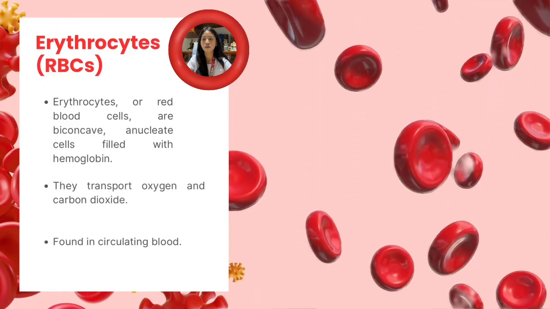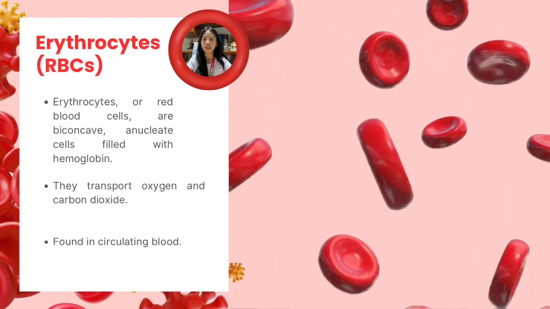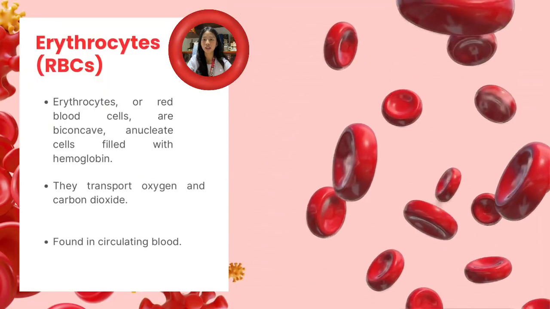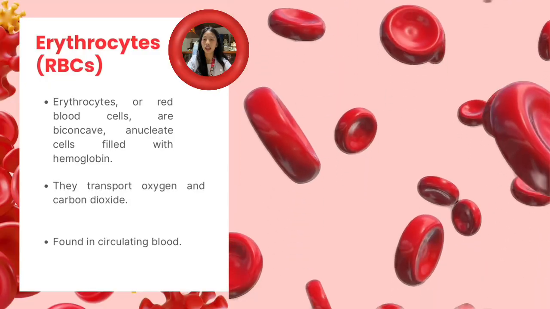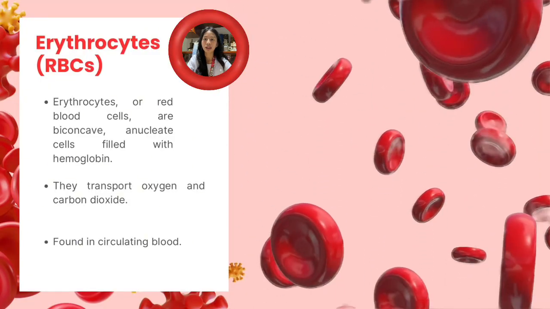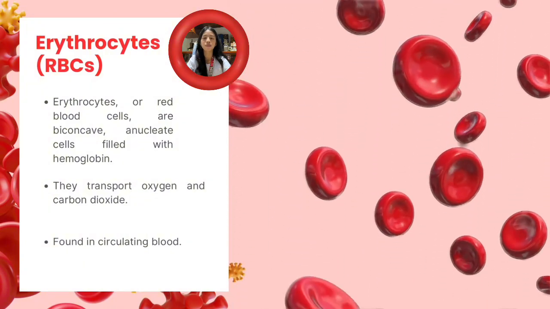Red blood cells give blood its red color. Their shape helps them carry more hemoglobin, which binds oxygen. For example, when climbing stairs, RBCs deliver oxygen quickly, so our muscles won't get tired easily.